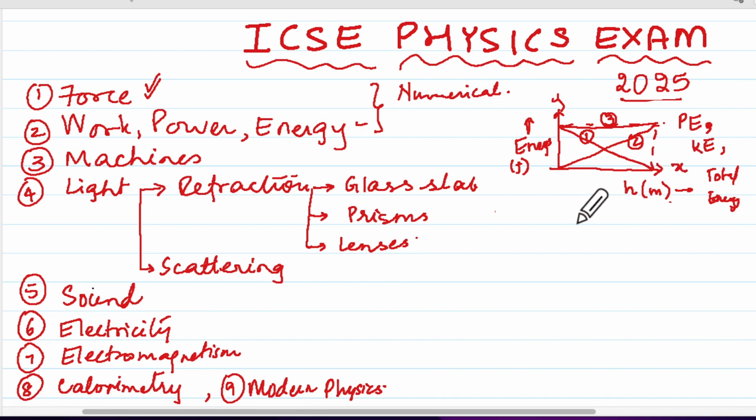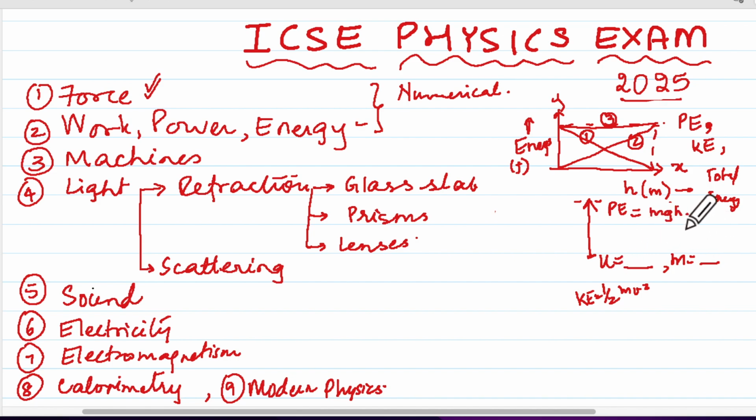Also understand that the law of conservation of energy is important. If a body is thrown up, they will give you the initial velocity and the mass. The energy possessed by the body initially is kinetic energy, which is half mv square. This is going to get converted into potential energy, and the potential energy is given by mgh.